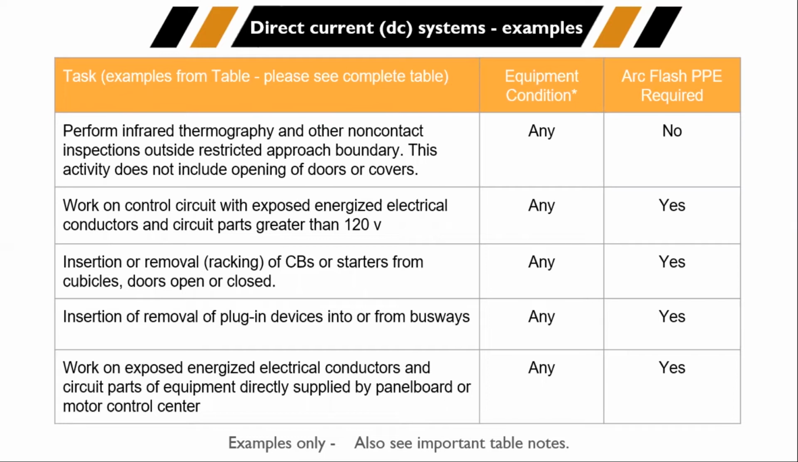The insertion or removal of CBs or starters from cubicles, doors open or closed: the equipment condition can be any, and the arc flash PPE is required. The insertion or removal of plug-in devices into or from busways: the equipment can be any, and the arc flash PPE is required. Finally, work on exposed energized electrical conductors and circuit parts of equipment directly supplied by a panelboard or motor control center: this equipment can be any, and the arc flash PPE is required.